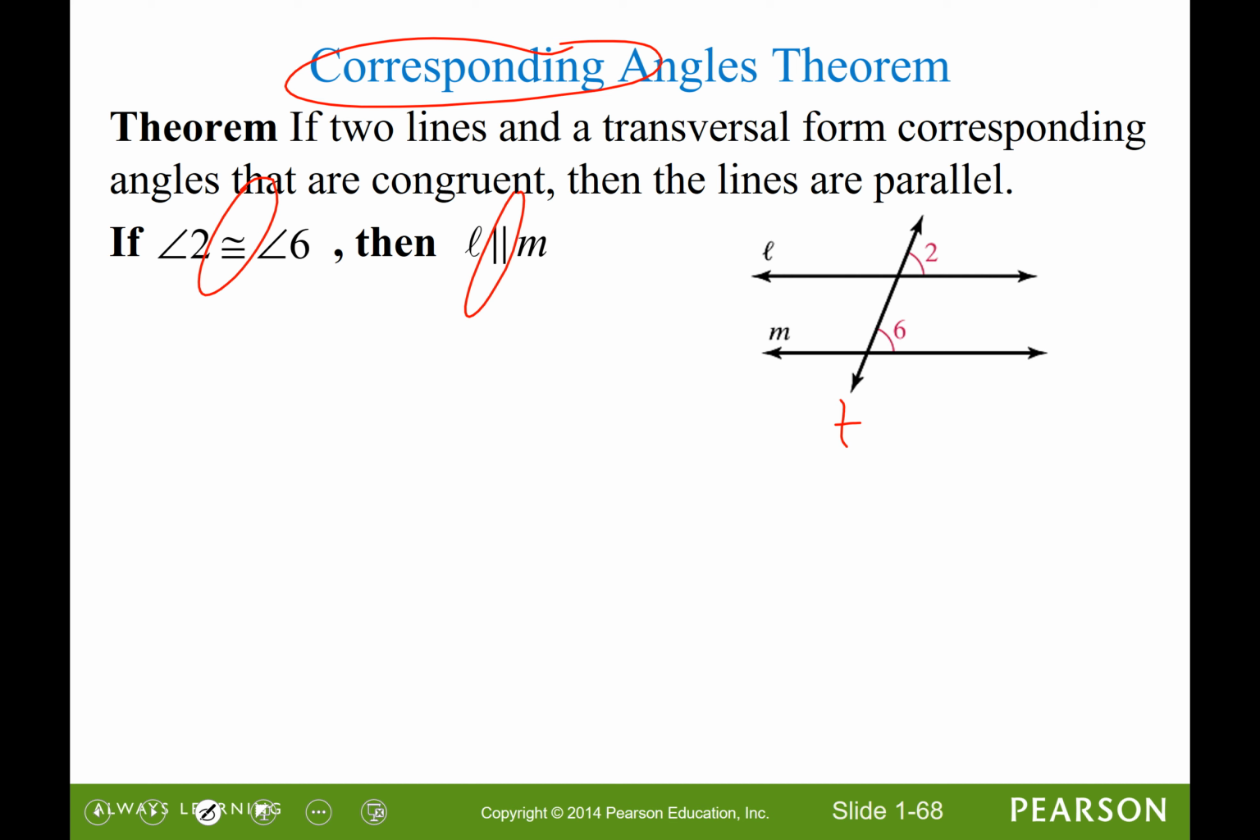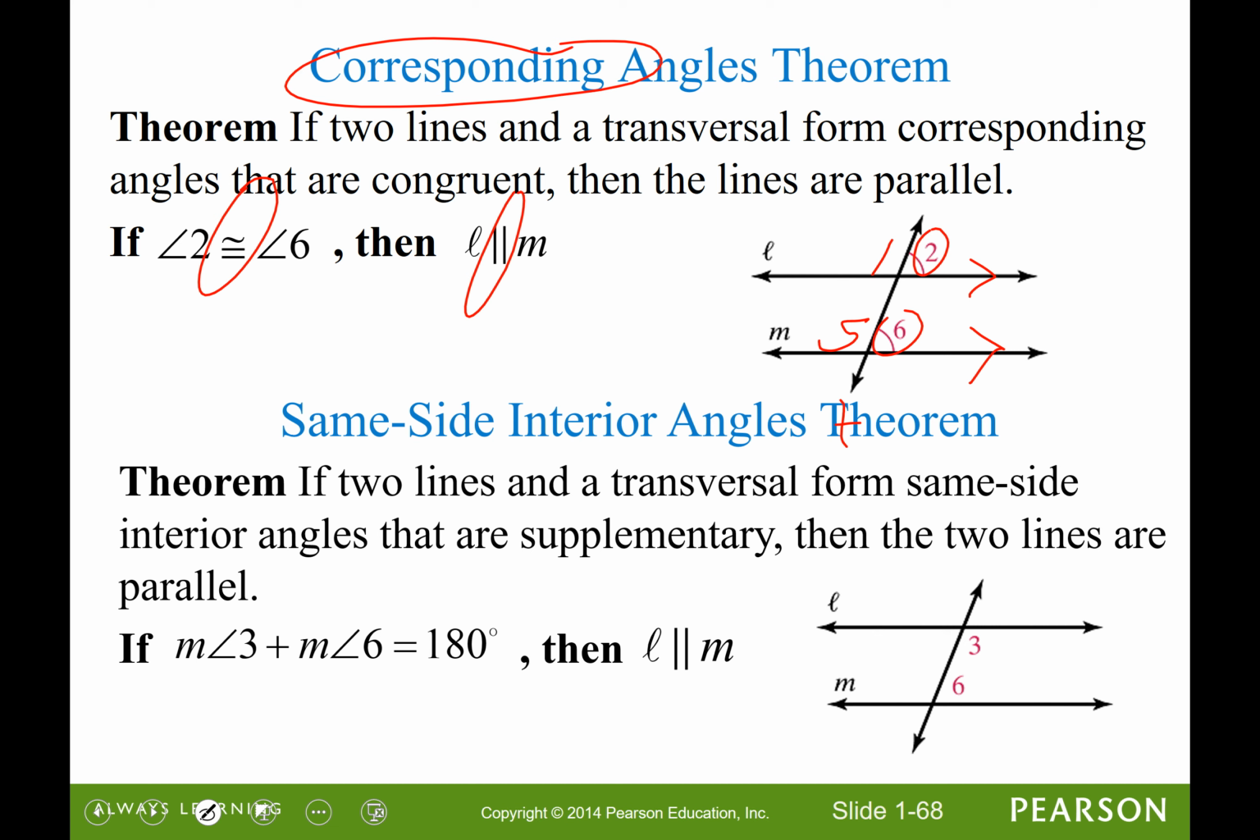So if we know that these corresponding angles right here, 2 and 6, are congruent, then we are allowed to conclude that line L is parallel to line M by the corresponding angles theorem. And it could be any pair of corresponding angles. It could have been 1 and, let's say this is 5. If those are congruent, those two lines are parallel. All right, so that's our second way to prove two lines parallel.